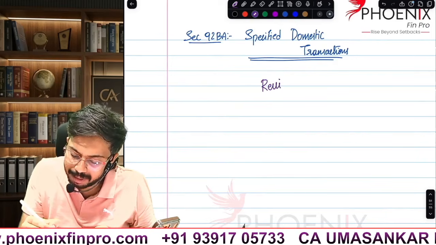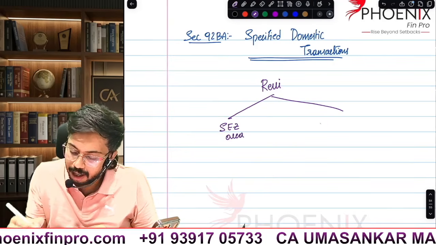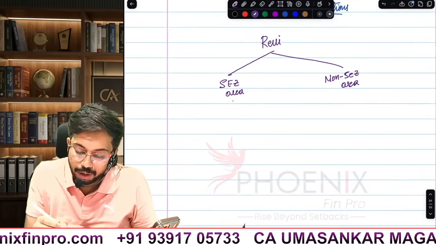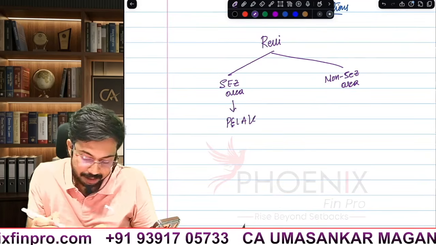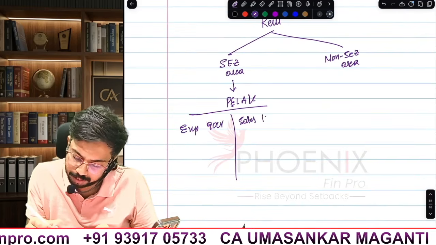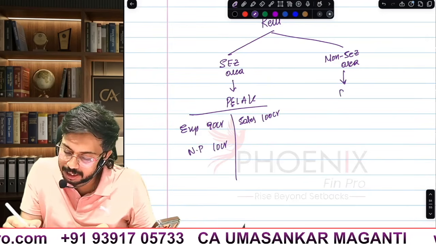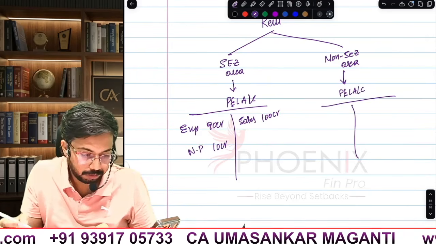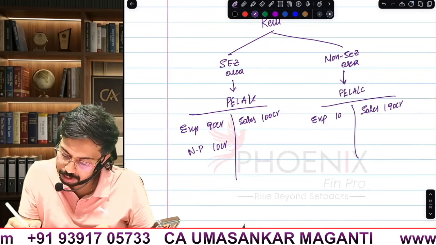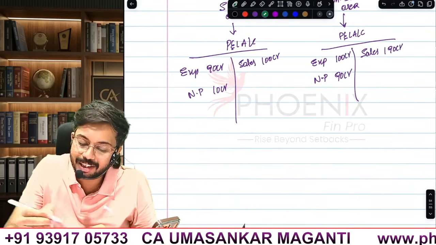There is an individual, his name is Ravi. He has two units. One unit in SEZ area, another unit in non-SEZ area. Unit in SEZ area, P&L account is like this. Expenditure 90 crores, sales 100 crores, net profit 10 crores. In non-SEZ area, in P&L account, sales 190 crores, expenses 100 crores, net profit 90 crores. So this is genuine transaction.